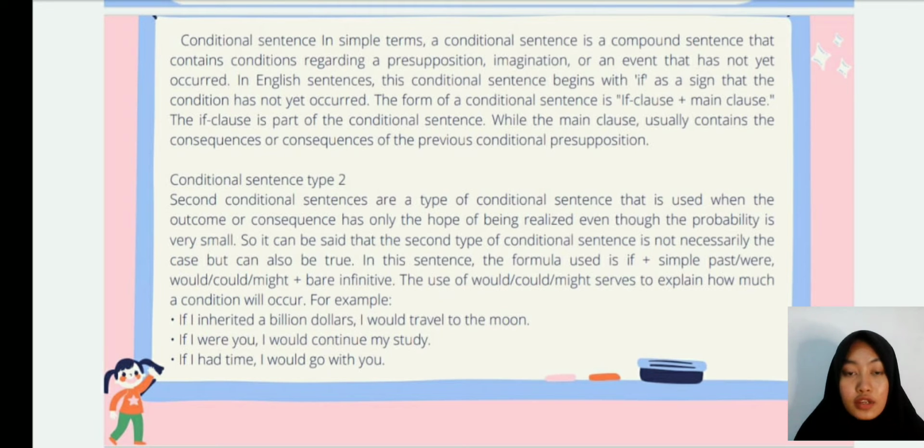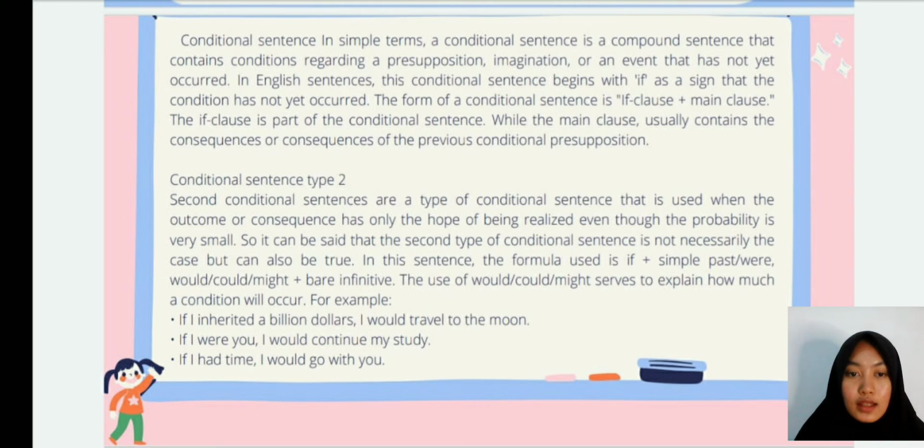The form of a conditional sentence is if clause plus main clause. The if clause is part of the conditional sentence, while the main clause usually contains the consequences of the previous conditional presupposition. Conditional sentence type 2. Second conditional sentences are used when the outcome or consequence has only the hope of being realized even though the probability is very small.